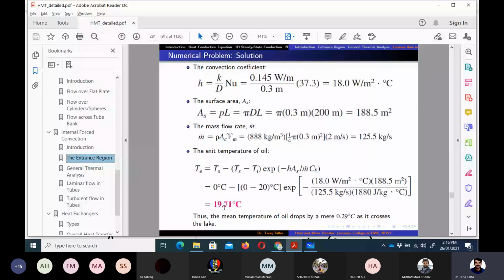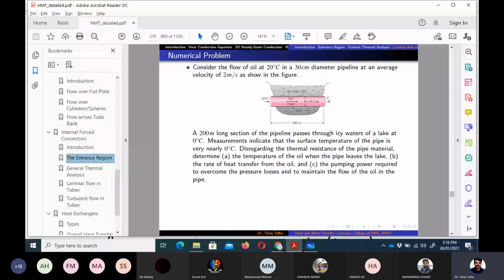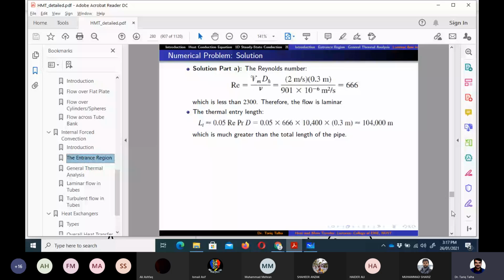So now what is happening physically? At 20 degrees it is entering, and after 200 meters of length, it has dropped only to 19.71, so only 0.29 degrees centigrade has dropped. So it means that the heat being transferred from this oil to the icy water is quite less, or the temperature drop is quite low.